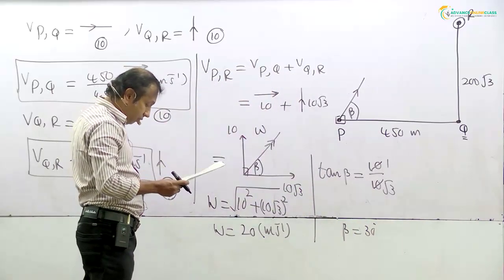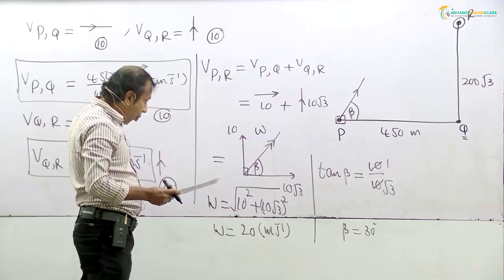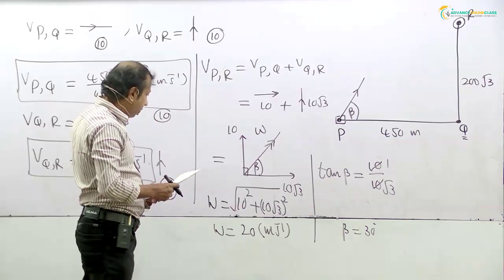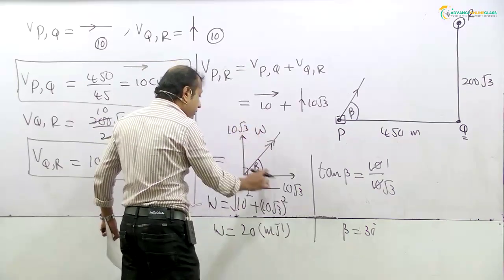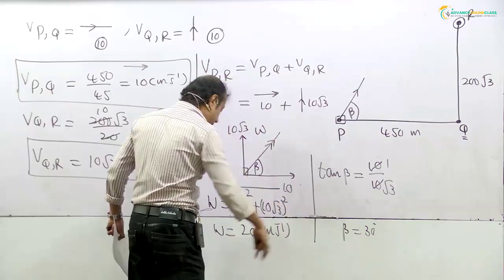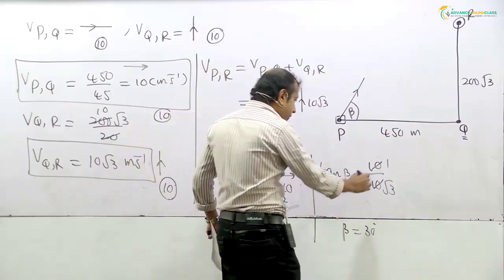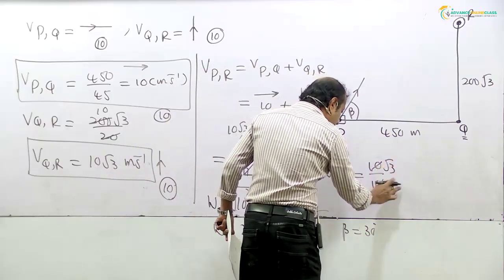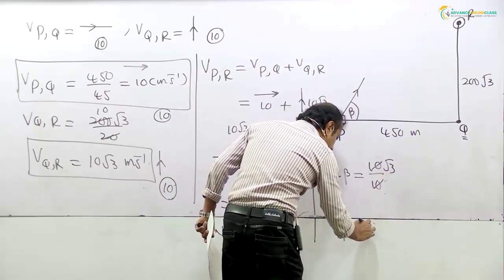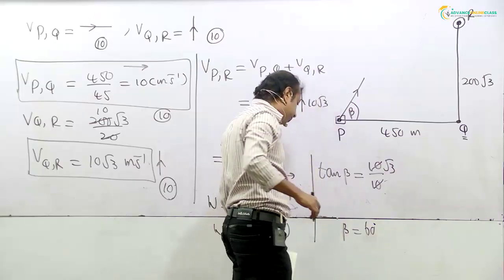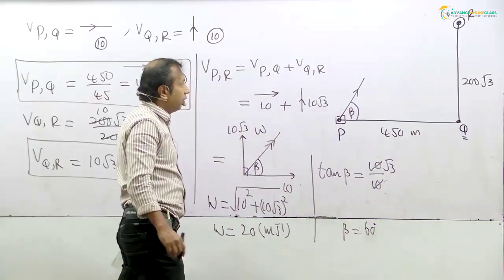What is this? Oh, I'm wrong, sorry. This is 10 root 3, no? This is 10 root 3 and this is 10. I went wrong. 10 root 3 here, this is 10. Tan beta is root 3. That means 60. All right. This way it moves.